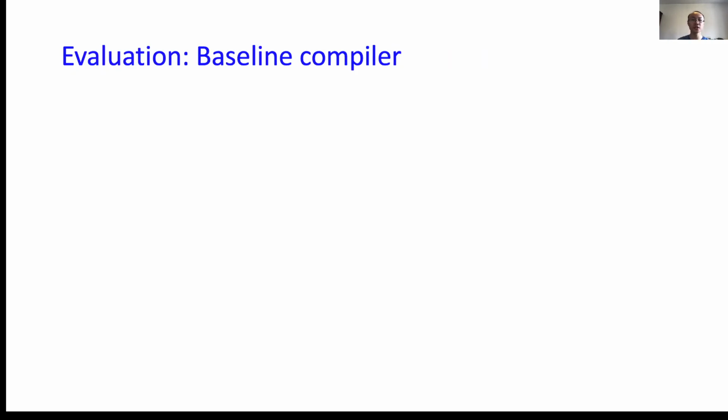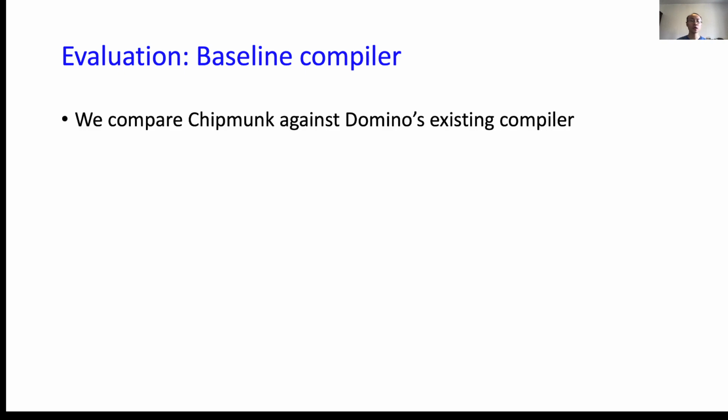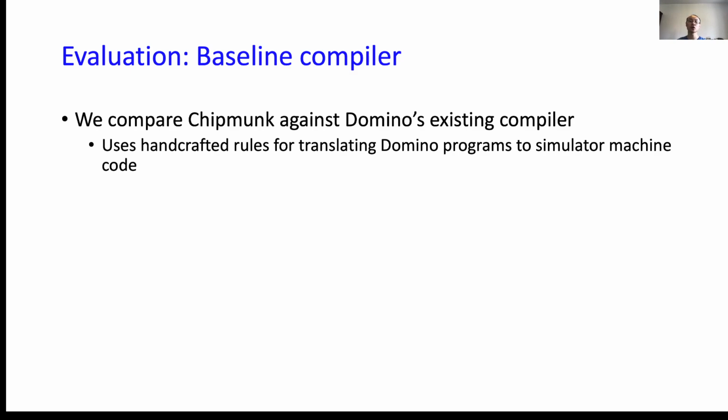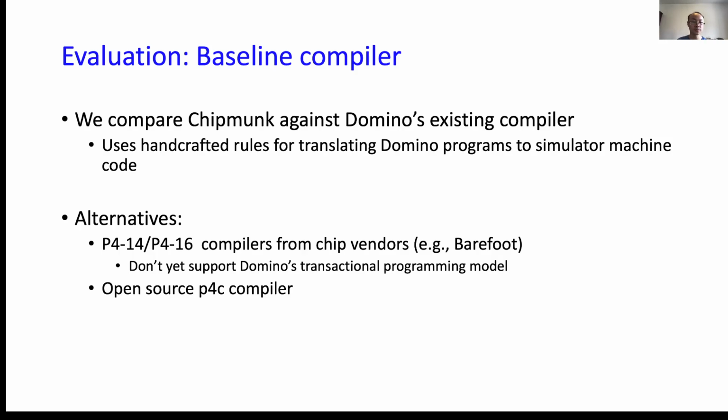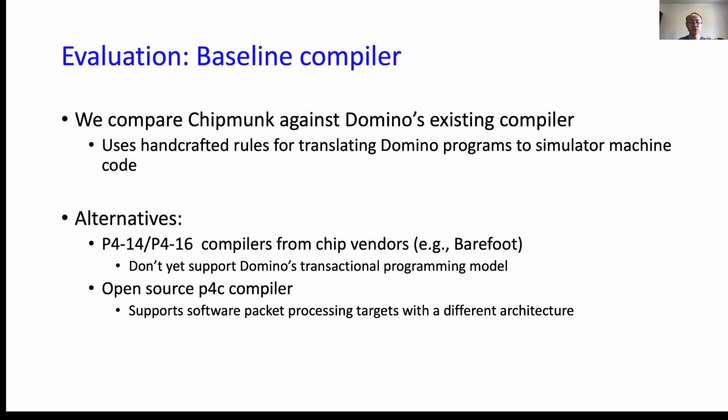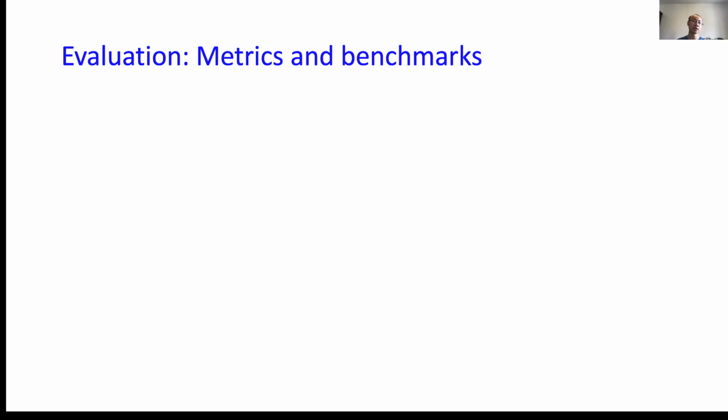For the evaluation part, what is our baseline compiler? We compare Chipmunk against Domino's existing compiler. That is because Domino uses some handcrafted rules to translate Domino programs into machine code. We also consider some other alternatives, such as compilers from chip vendors like Barefoot, but they have not supported Domino's transactional semantics. We hope this can give them some insight to merge our idea into their compiler design. We also consider the open source P4C compiler, but it only supports a software packet processing target with a totally different architecture.